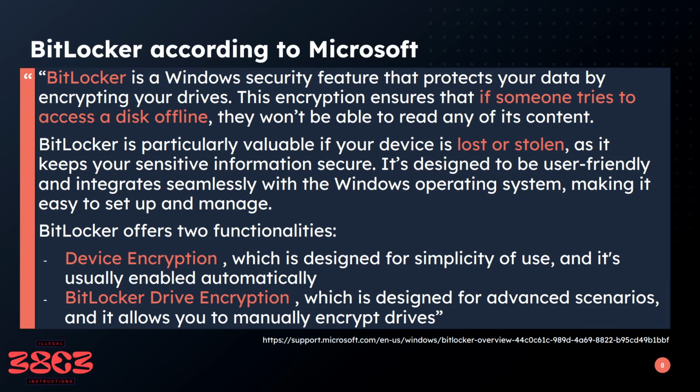This is a slide taken from the Microsoft documentation, and it goes like, blah blah blah. Someone tries to access the disk offline. They have some issues. If the device is lost or stolen, that's really helpful. And they split it up into two different functionalities. One of them they call device encryption. That's the stuff that's basically enabled by default on your Windows machines.